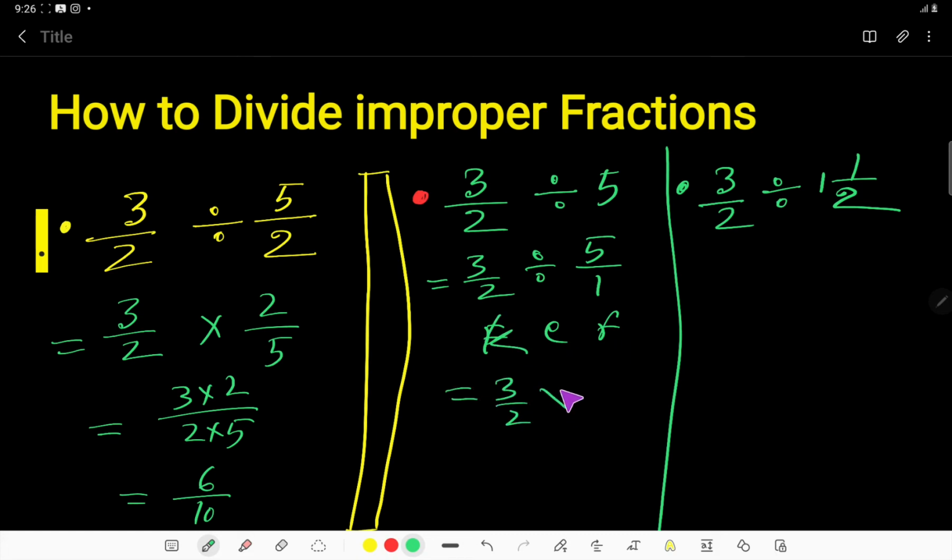So keep, change the division sign to a multiplication sign, then flip 1/5. So here we are getting 3/10, and there is no common factor between these two numbers. So this is the answer.